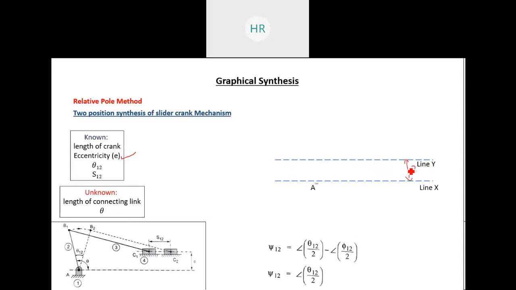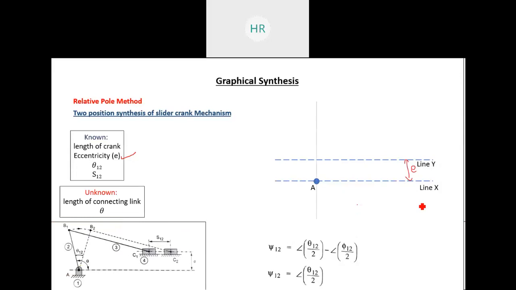Now on line X, mark a point A at any location. On line X you have to mark point A randomly, it can be anywhere, here or here, but you should mark it in such a way that you are drawing your mechanism, so it should not go outside your paper. So that thing you should keep in mind.